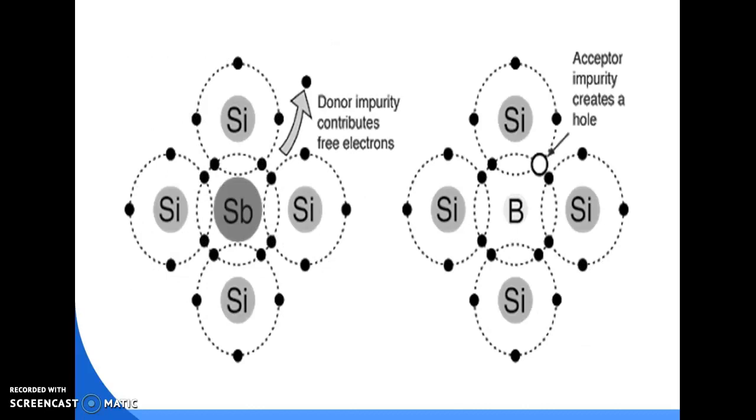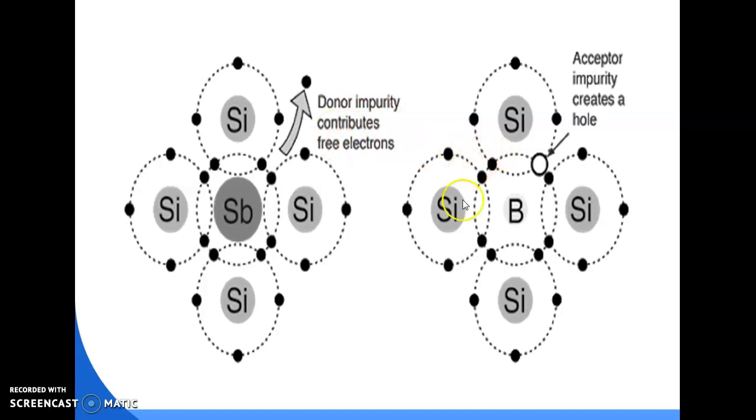Here we can see the diagram of the semiconductor. The first one is an N-type semiconductor. Here we can see one extra electron is there, meaning this is the negatively charged part, and this extra electron is known as a donor impurity, which contributes free electrons.